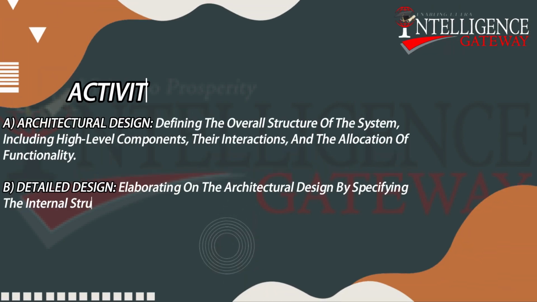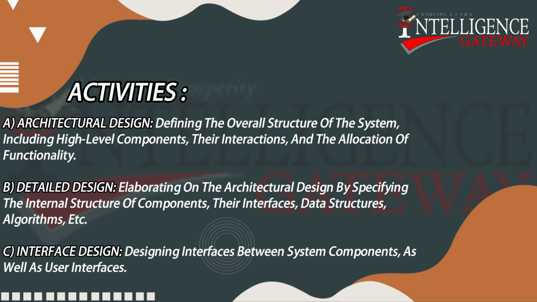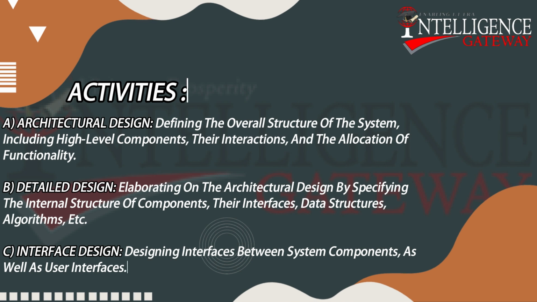Activities. A. Architectural design: defining the overall structure of the system, including high-level components, their interactions, and the allocation of functionality. B. Detailed design: elaborating on the architectural design by specifying the internal structure of components, their interfaces, data structures, algorithms, etc. C. Interface design: designing interfaces between system components, as well as user interfaces.